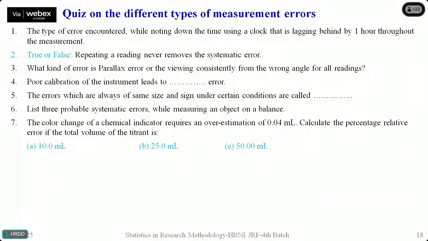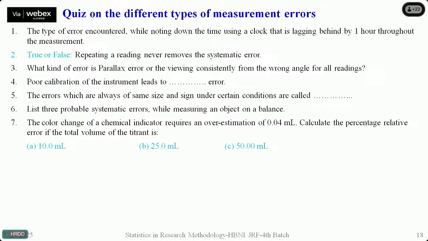What kind of error is parallax error, or viewing consistently from the wrong angle for all readings? Systematic error, observational error. Poor calibration of the instrument leads to which type of error? Systematic or random error? So that means all of you, even if you are not speaking, understood the thing. Good. The errors which are always of the same size and sign under certain conditions are called systematic errors. Now you understood that systematic error is there in the questions. All answers are systematic.